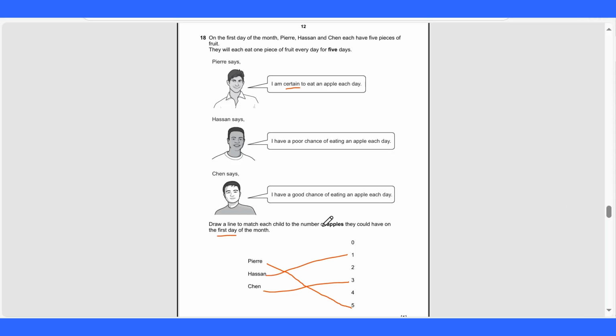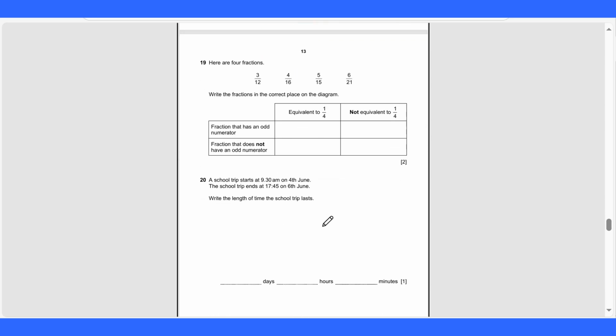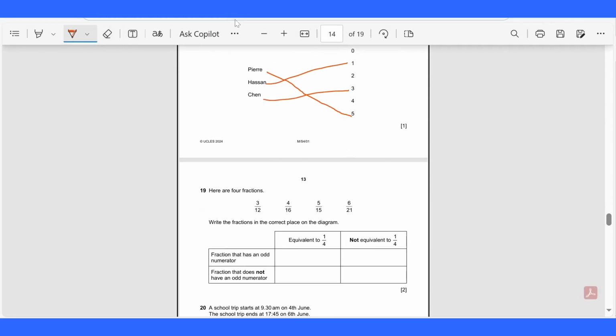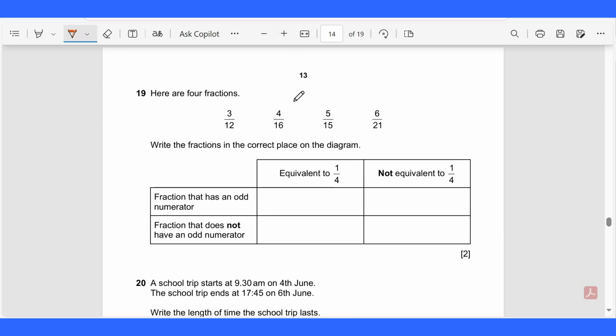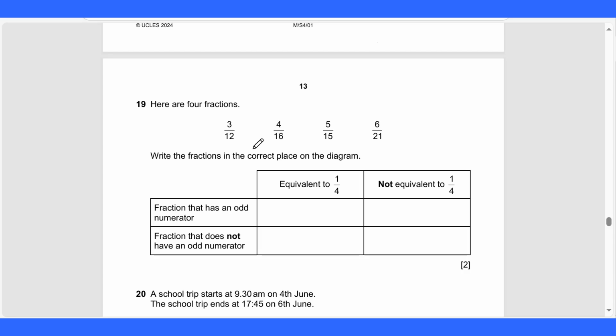If you have any questions, please feel free to write in the comment section for this one. Next is number 19. Here are 4 fractions. Write the fraction in the correct place on the diagram. Rows: fraction that has an odd numerator, fraction that does not have an odd numerator. Columns: equivalent to 1/4, not equivalent to 1/4. You have to fill in each. Okay guys, if you need some more time, please pause this video, and then we'll reveal the answer now.